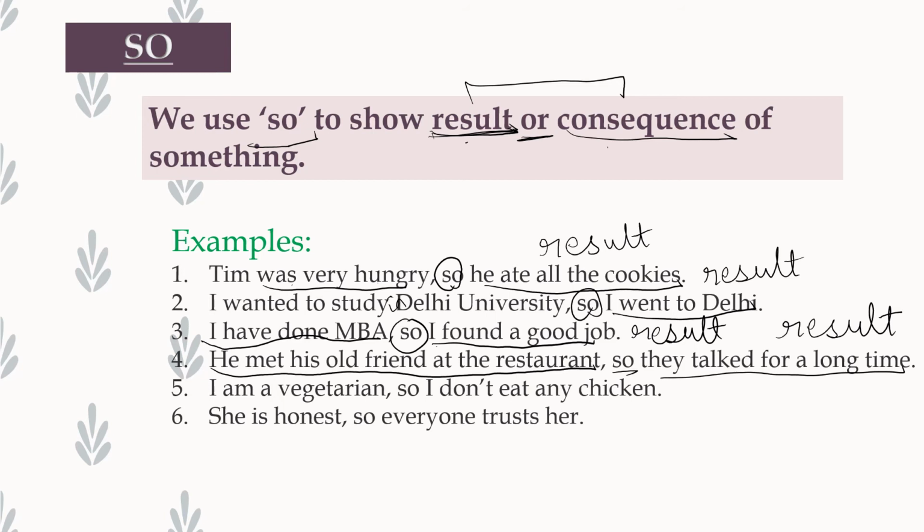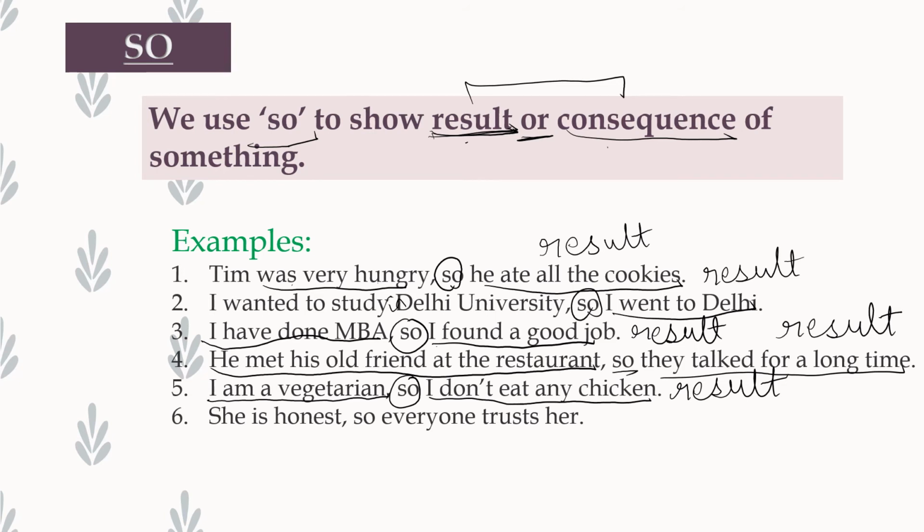I'm a vegetarian, so I don't eat any chicken. So for the simple sentence, I am a vegetarian. Okay. And if we have to add something to it, we'll say so. Because he's a vegetarian or they are vegetarian, so they won't eat any chicken. This is the result: because they are vegetarian, they won't eat any chicken or meat or anything else.